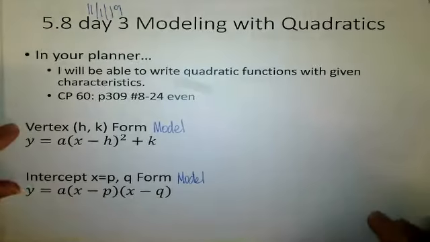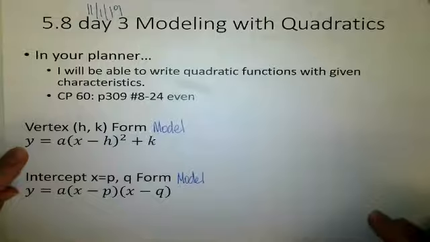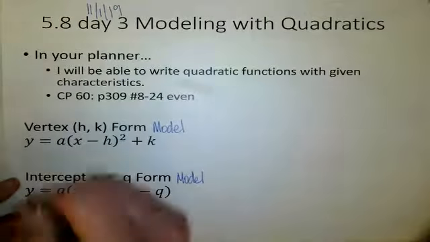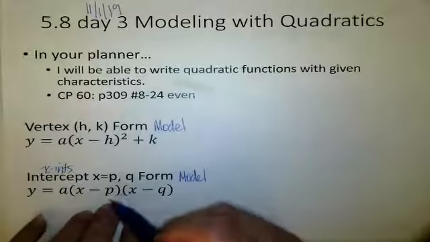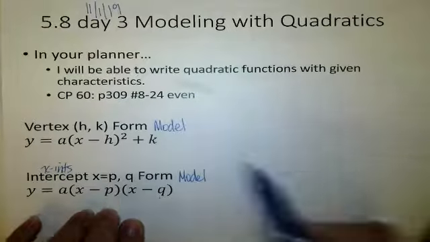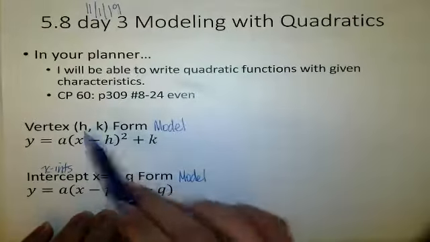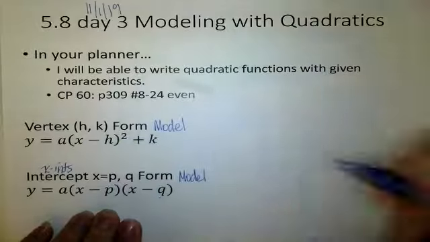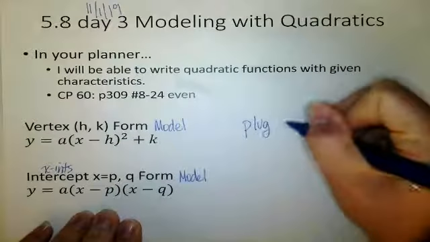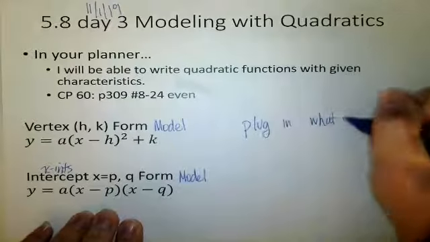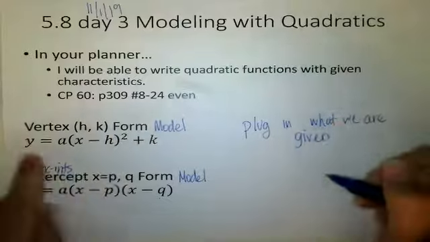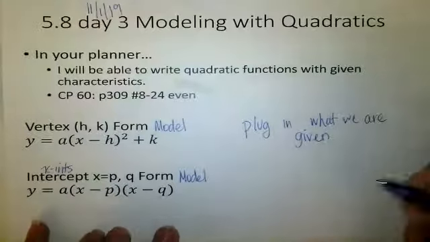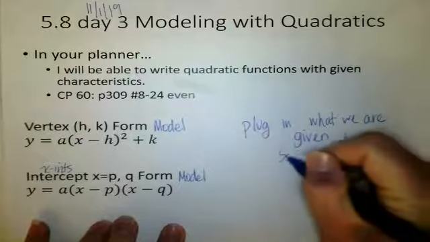We have the vertex form model, which is here, and then the intercepts form, which is if you're given x-intercepts. If you're given x-intercepts, then we get to plug those values in for p and q. If you're given a vertex, then we're going to plug in that vertex point for h and k. So our goal today is to plug in what we know, what we are given. So we're going to plug in what we were given to whatever model we decide to use and solve for A.